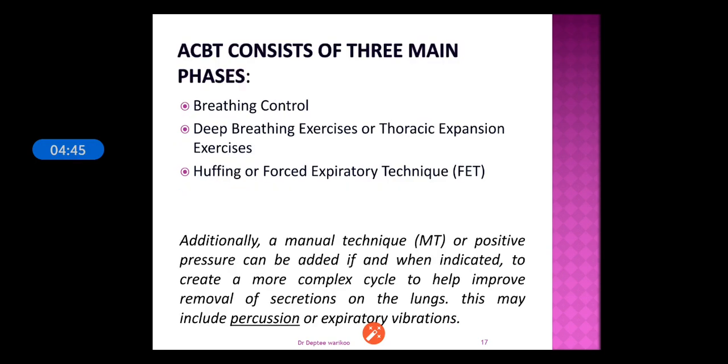So, ACBT consists of three main phases. First is the breathing control. Second is the deep breathing exercises or thoracic expansion exercises. And third is the huff or forced expiratory technique. Additionally, a manual technique or positive pressure can be added if and when indicated.